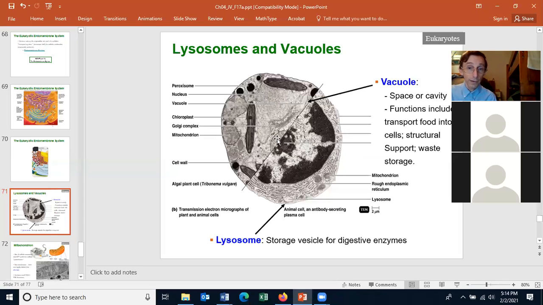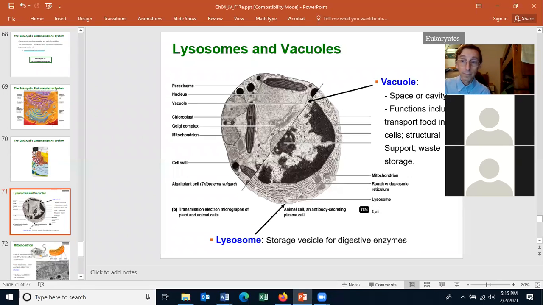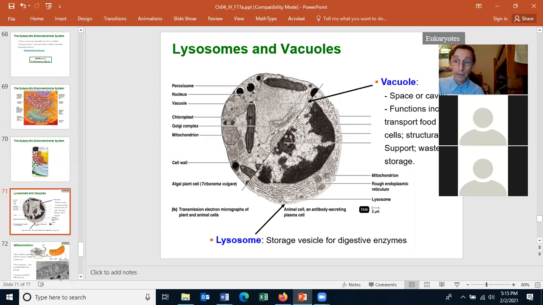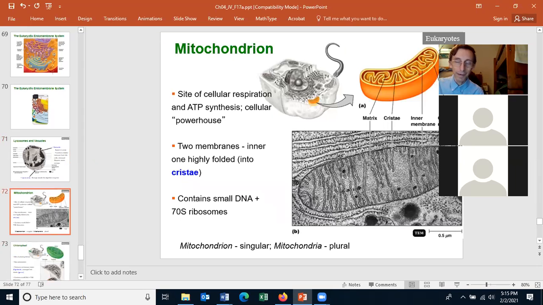Lysosomes look like a vesicle, but they have a specific function, and that is they tend to digest or lyse things. And they're called lysosomes because they typically have the enzyme lysozyme in them as one of the digestive enzymes. All right, any question about any of that? If not, let's move on to our next organelles. We need to talk about mitochondrion.